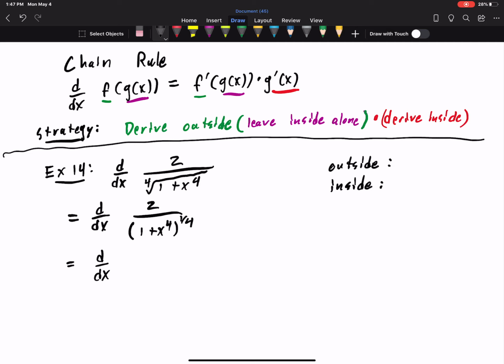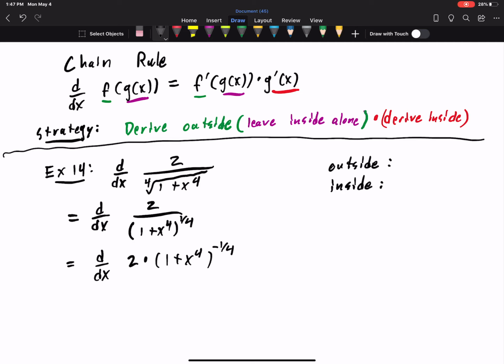We have d dx times 2 times 1 plus x to the 4th to the minus 1/4. You do not need to negate the exponents of anything on the inside of the parentheses there because the thing that's getting brought up is the entirety of what is inside the parentheses. So you just negate the big exponent, in other words, okay?